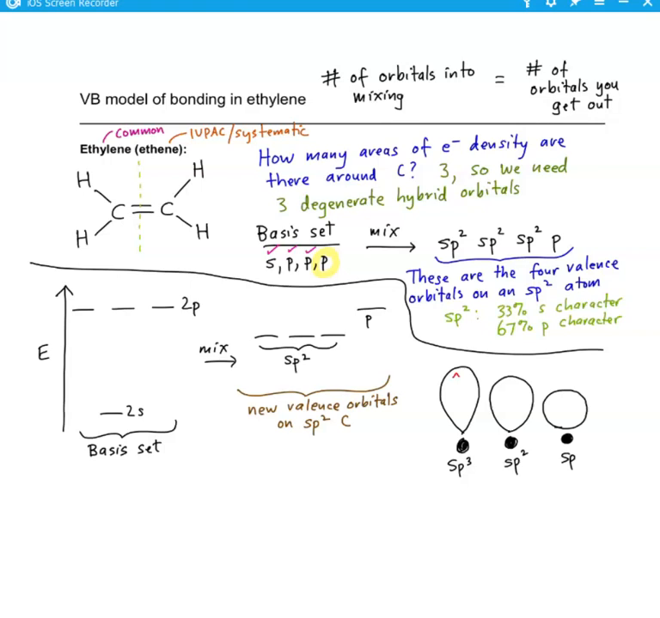So let's throw an electron in each of those orbitals. Remember that the nucleus is between the lobes of each of these hybrid orbitals. So just by looking at the pictures, what we can tell is that electrons that are in orbitals that have more s character have a greater likelihood of being closer to the nucleus. That's going to become important a little bit later. So electrons in orbitals with more s character are held more closely to the nucleus.